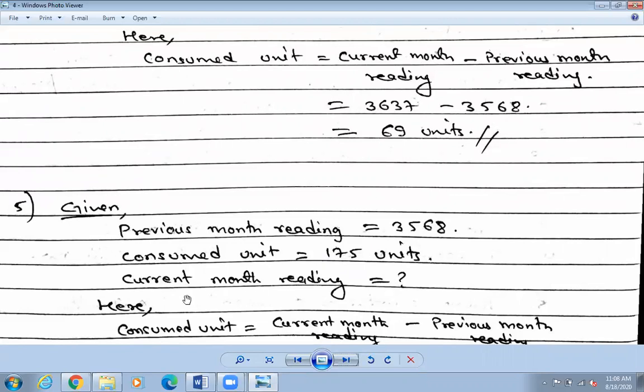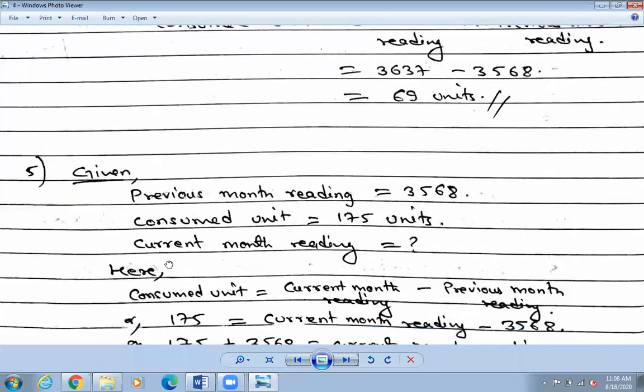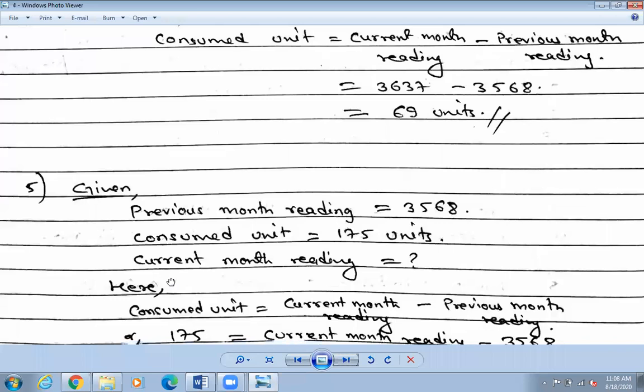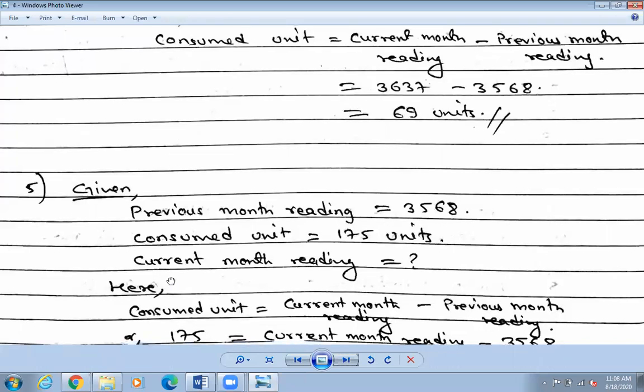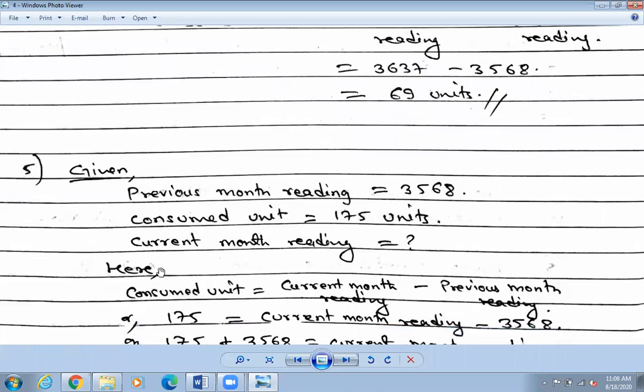So learn the same formula, learn only one formula, and you can just simplify and get the answer. Use the same single formula for all the calculations. One single formula can solve all the answers. So consume unit, what is the formula of consume unit?